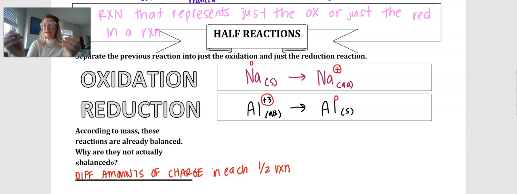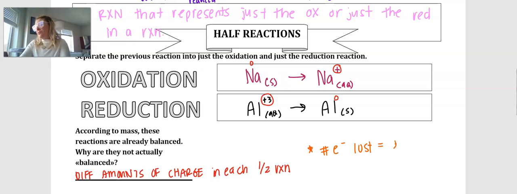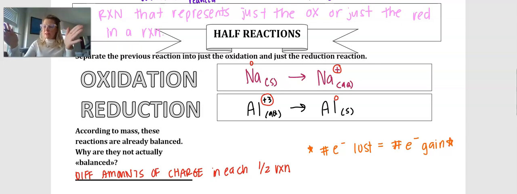And the number of electrons that we lose must be equal to the number of electrons gained. So let's just jot that down. Number of electrons lost must be equal to the number of electrons gained. So before we can do that though, what we do whenever we're writing half reactions is we're going to add electrons into our reactions to balance our charge out, okay?